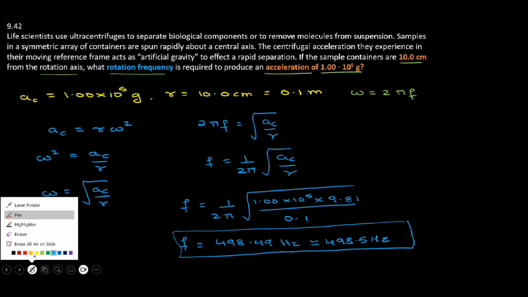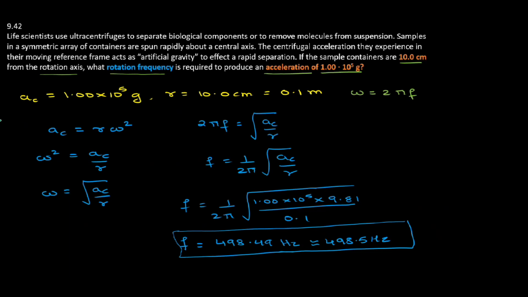Again, if you do not wish to write all of these expressions, you can just substitute the value of omega here and you get AC as R, in place of omega I will write (2 pi f) squared. Then you can substitute all the values in this expression and use shift solve to calculate f.